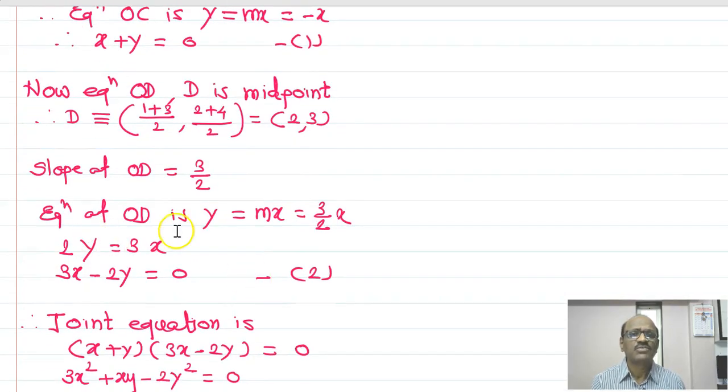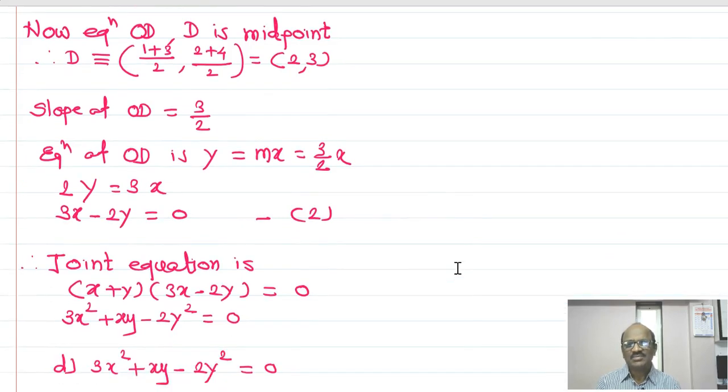Now the equation of OD is y = mx as it passes through the origin, therefore it is y = 3/2 x, and hence we can write 2y = 3x, and it is written as 3x - 2y = 0. Now the joint equation of the altitude and the median is (x + 1)(3x - 2y) = 0.